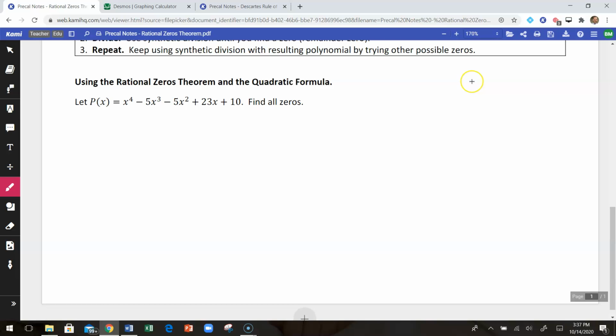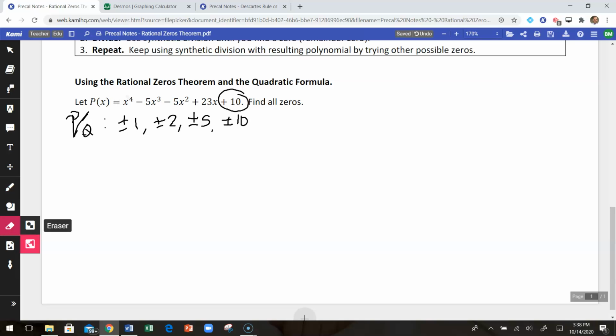So the P over Q list here is going to be positive and negative. Again, we're taking all the factors of 10 divided by all the factors of 1 this time. So that just means I need to list out all the factors of 10 because I'm only dividing by 1. So that means I'm going to have positive and negative 1, 2, 5, and 10. Those are going to be my possible rational zeros. Again, I want to do synthetic division here.